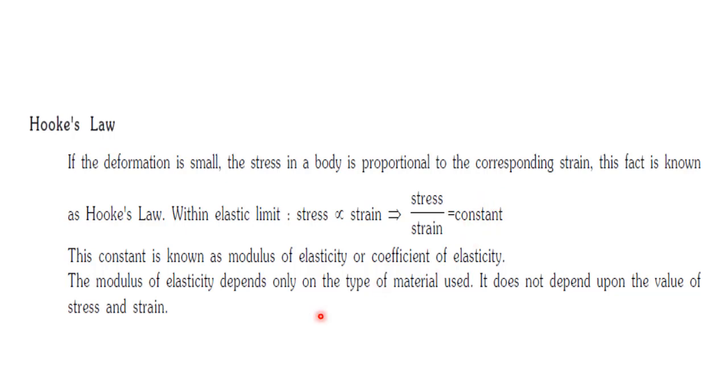Now the modulus of elasticity depends only on the type of material used. That means it is different for steel, it is different for rubber. It does not depend upon the value of the stress and strain. So whatever stress you give, you get the strain, but the ratio is constant. So this constant will have a particular value for a particular material.